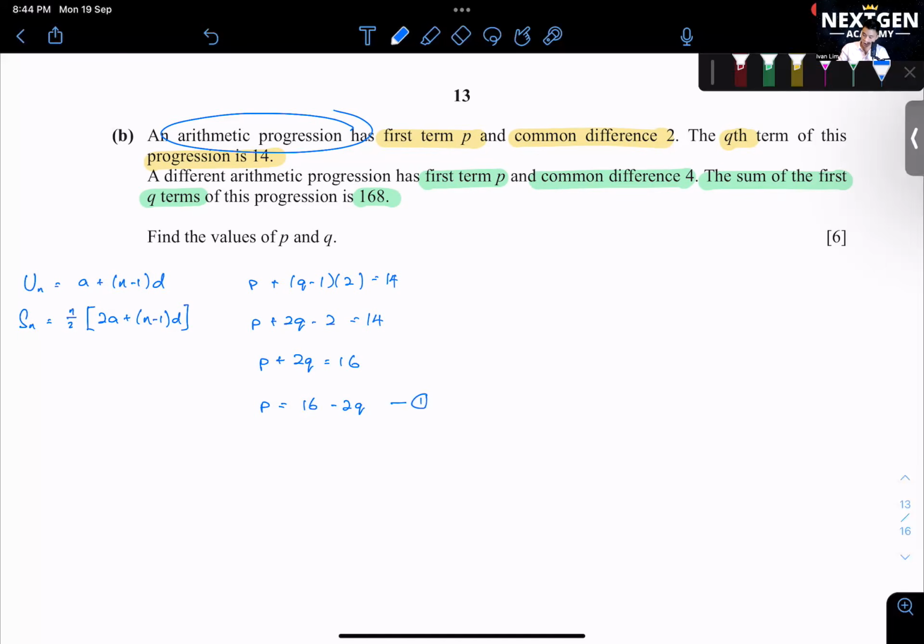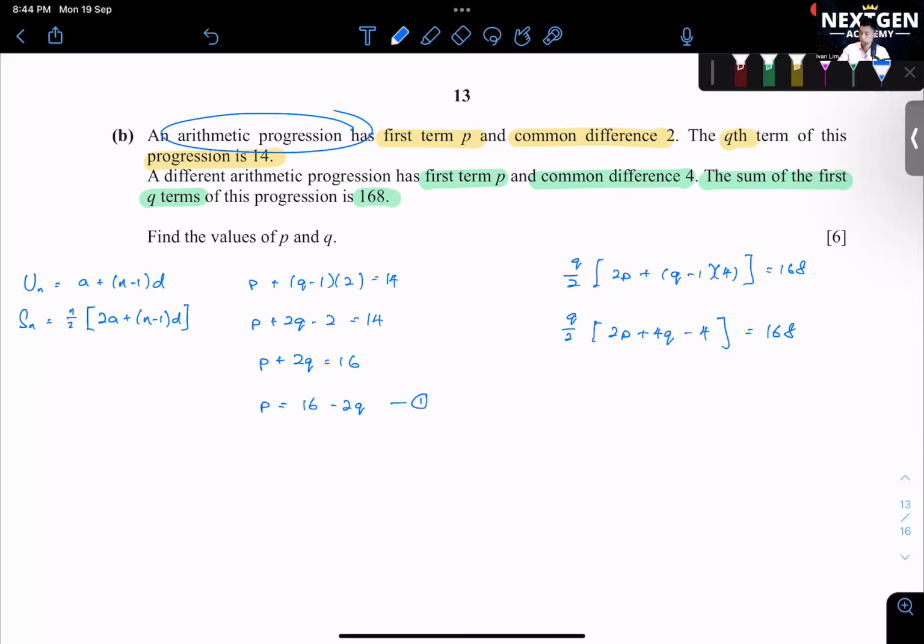Second equation, the green color statement, they say the sum of the terms. So Q over 2, 2P plus Q minus 1 times 4 equals 168. Q over 2, 2P plus 4Q minus 4 equals 168.